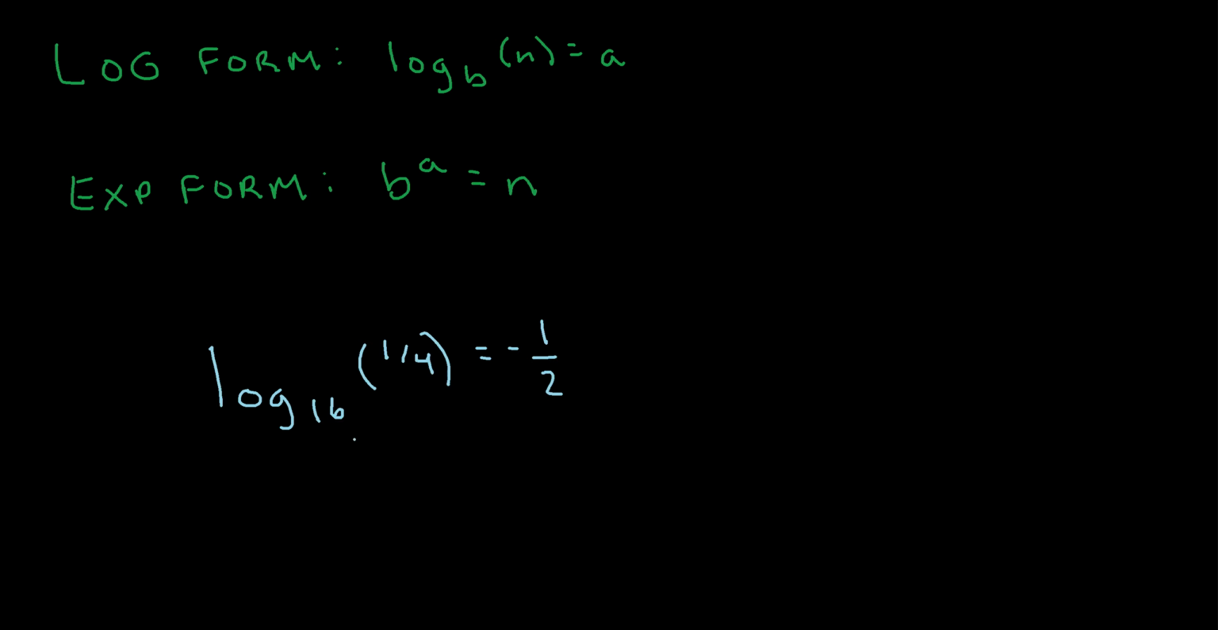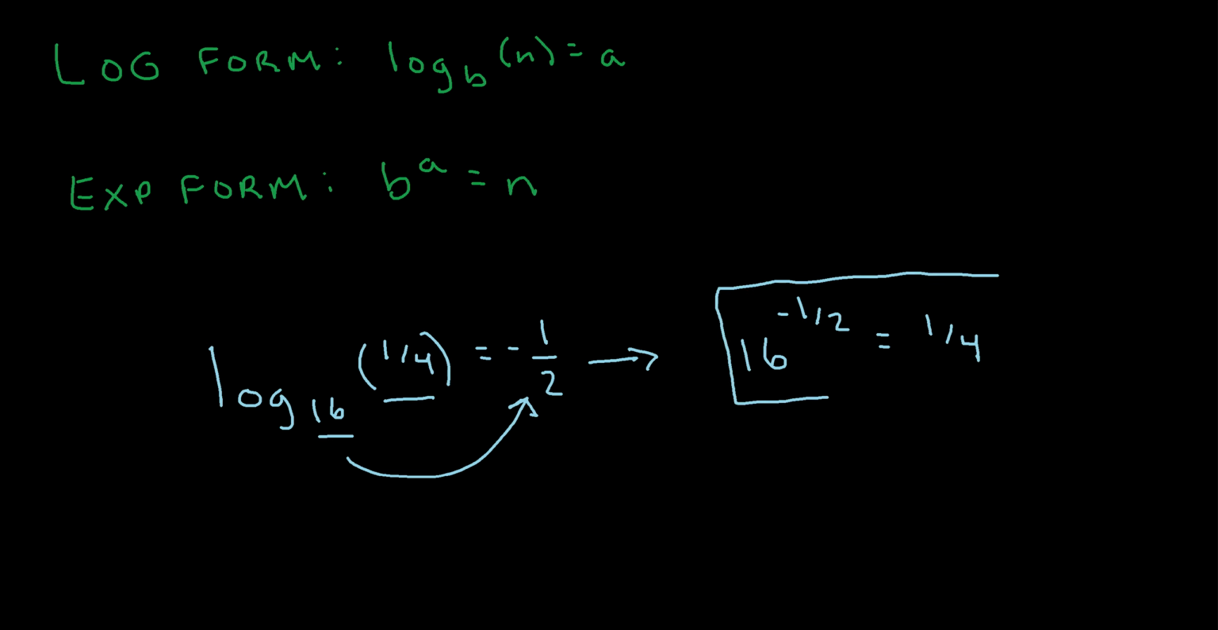Let's try one more. Let's say we have log base 16 of 1/4 is equal to -1/2. This is currently in logarithmic form. To write it in exponential form, we can say, start with the base, 16 to the power of -1/2 is equal to whatever we have on the left-hand side, 1/4. So this is how we would write it in exponential form.